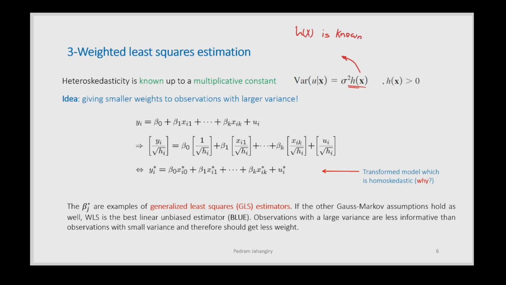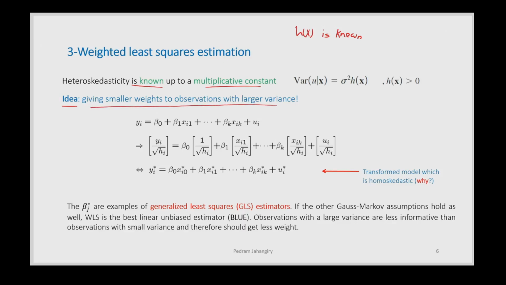And we'll see what weighted least squares is going to do. So the heteroskedasticity is known up to a multiplicative constant. Basically, it's a constant multiplied by some function. And remember, this h(x) must be positive. Why must it be positive? Because the variance is always a positive number. Sigma squared is positive, so this h(x) must be positive. Not surprisingly. Now, what is the idea here? The idea is that we're going to give smaller weights to the observations with larger variance.